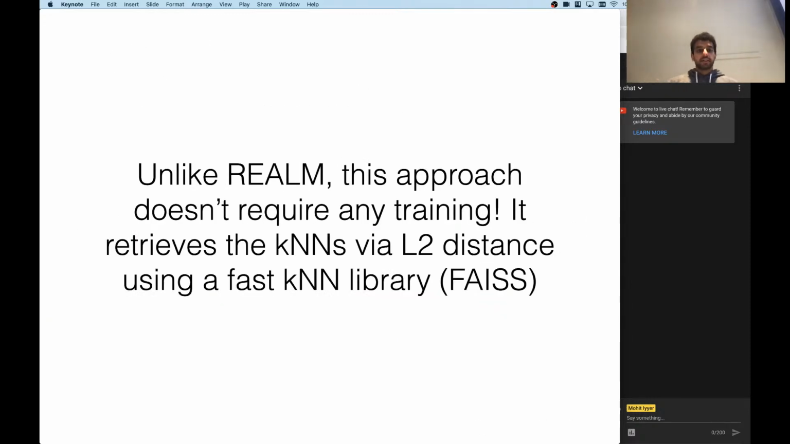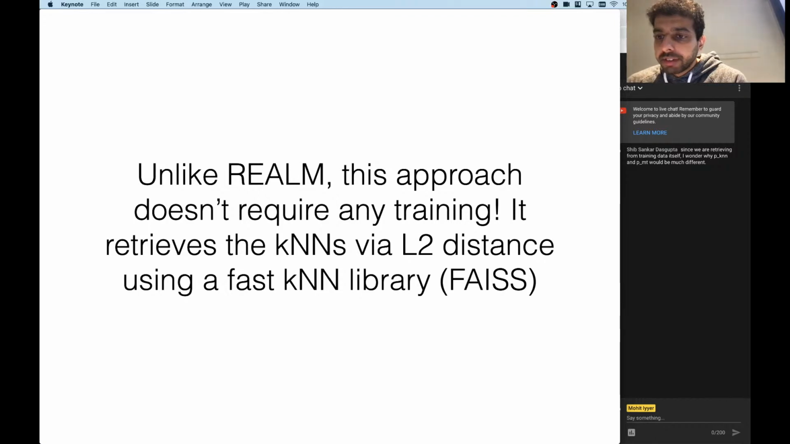All right, so just to emphasize again, unlike the REALM approach, this requires no training. And again, we're using one of these fast nearest neighbors or fast inner product libraries. This FAISS library was released by Facebook, and it's very popular for these kinds of things. It supports nearest neighbors, clustering, and other things like that.